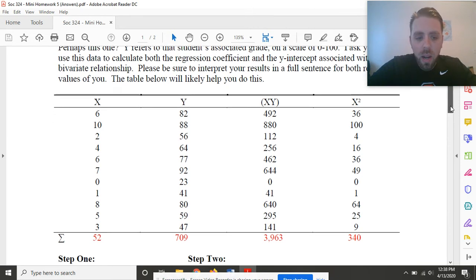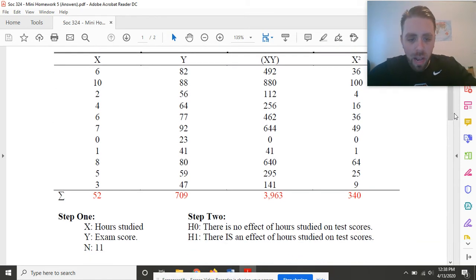Now, getting into our hypothesis test, let's check out our steps. Step 1, what do I know? I know that X, or my independent variable, is hours studied. And I know that Y, my dependent variable, is the exam score. And I know that I have 11 pairs of data. That will be N within my equation.